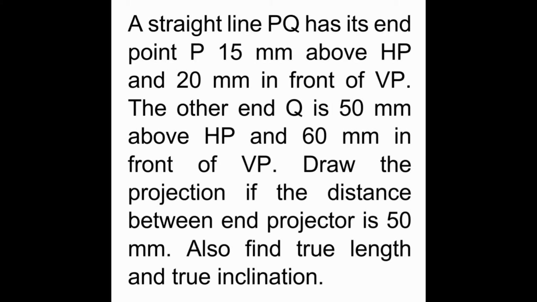Now we will be seeing a problem. A straight line PQ has its end point P 15 mm above HP and 20 mm in front of VP. The other end Q is 50 mm above HP and 60 mm in front of VP. Draw the projection if the distance between end projectors is 50 mm. Also find the true length and true inclination.